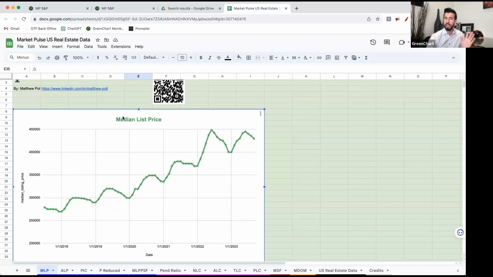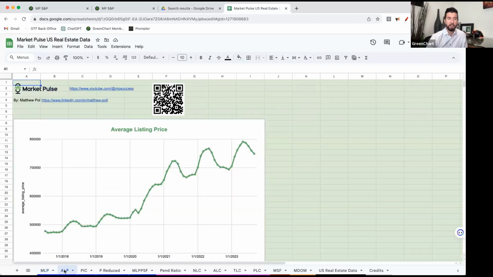All right, so anyways, there's the median list price. So this is the median price of a house, and you can clearly see based on the chart. You just can't lie with it. You make up the story. You decide what to talk about with this. The numbers are what they are. How about that? Let's talk about average.